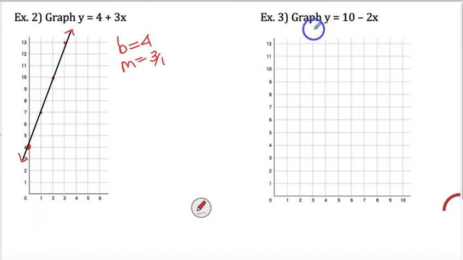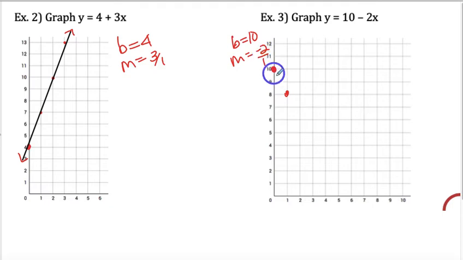On example 3, we have the equation y equals 10 minus 2x. So again, we're going to find our y-intercept of 10. And on this problem, our slope is negative 2. And I will write that as negative 2 over 1 so that I have a rise over a run. So again, we're going to plot our starting point first. In this case, it's at 10. And we are losing or falling 2 and going to the right 1.